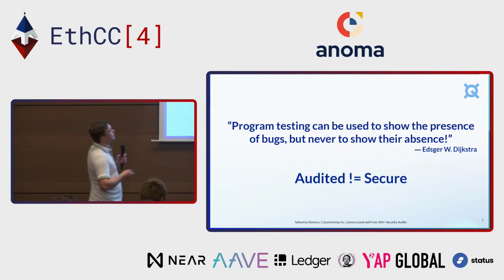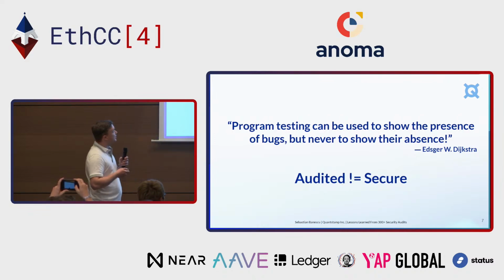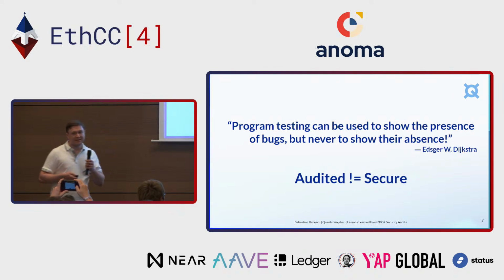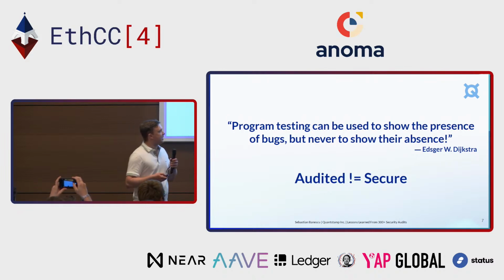And I also like to quote this saying from Dijkstra. He says, program testing can only be used to show the presence of bugs, but not to show their absence. So, yeah, take claims from projects that have been audited with a grain of salt. Look at the audit report, okay?